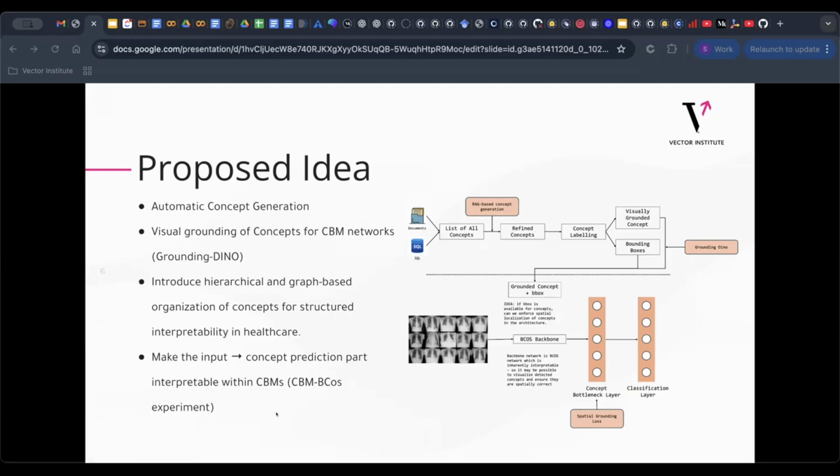Then the other issue is that the first model, which does the input to concept mapping, is again a black box model. A normal convolutional neural network is being used for that purpose. So we are trying to make it more interpretable by replacing it with some inherently interpretable model.